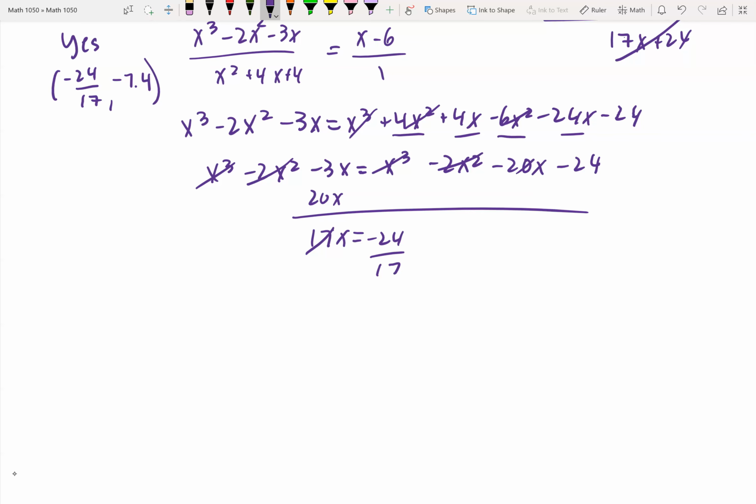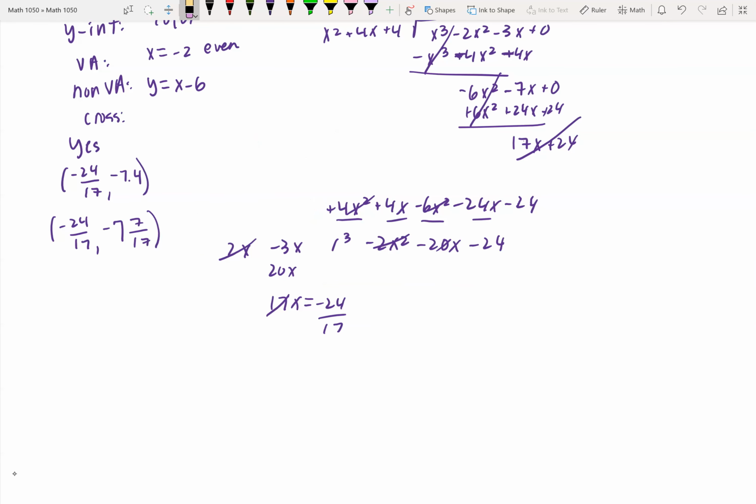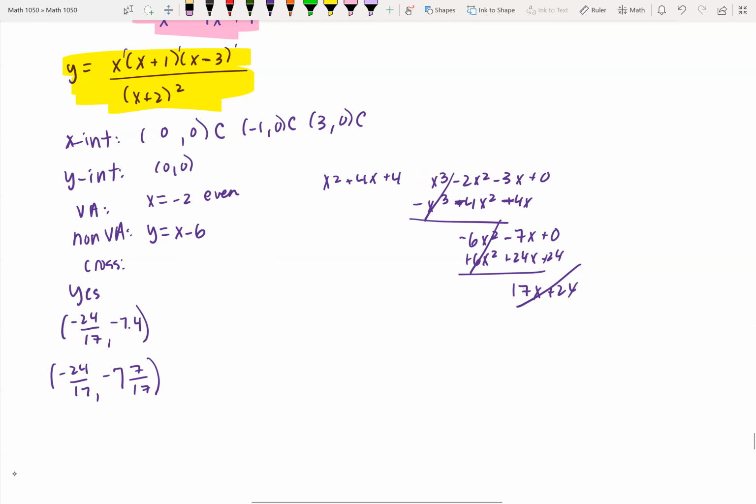I just hit second and then PRB, and when I did that, it converted that negative 7.4 into a fraction of negative 7 and 7 over 17. So you can do that if you want to. The way you do that is second PRB. Now I'm going to get rid of all this stuff and graph it. On those ordered pairs that I just wrote, you don't have to do both of those. I was just trying to show you how to get it to a mixed number.